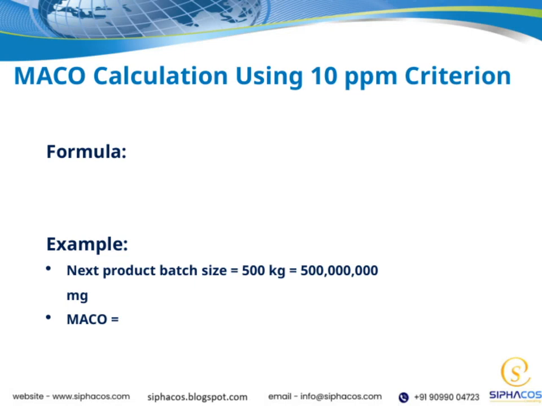In this slide, we're focusing on the MACO calculation using the 10 ppm criterion. MACO stands for Maximum Allowable Concentration of Odor, and it's a key concept in ensuring air quality standards are met. When we apply the 10 ppm criterion, we're essentially setting a threshold to determine whether an odor is acceptable or not. This helps us establish safety and comfort levels for both the environment and the public.